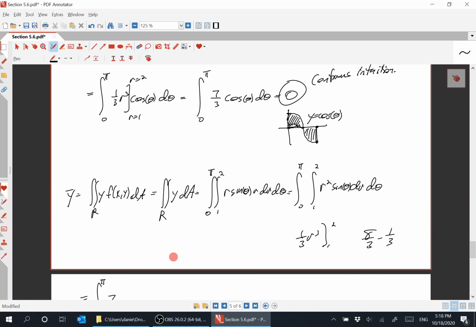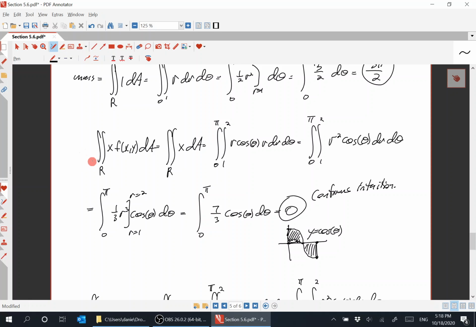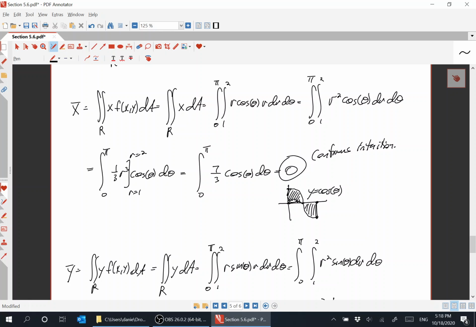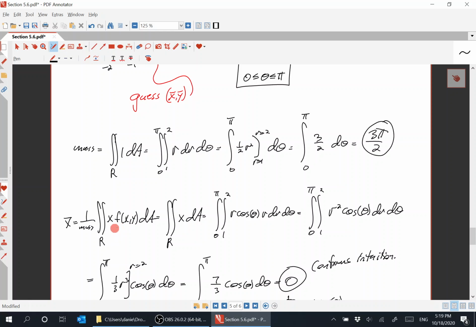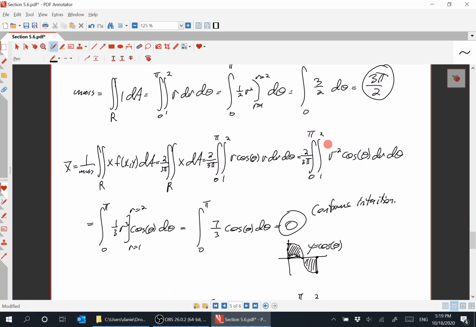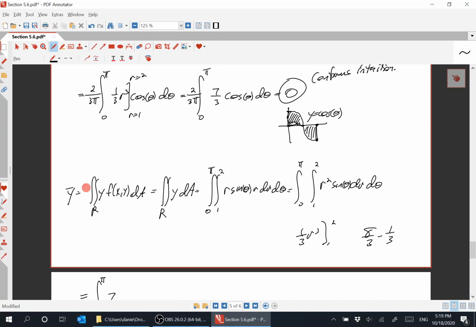So 7/3. Oh, I'm sorry. I forgot to put 1 over the mass. That's fine. I forgot to put 1 over the mass for all of these things. 1 over the mass. The mass was what? 2 over 3 pi. Right, the mass is 3 pi over 2, but we're doing the reciprocal. But that's 0. So here, 2 over 3 pi.